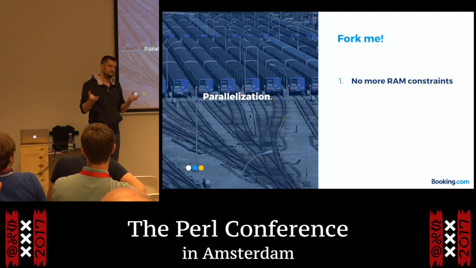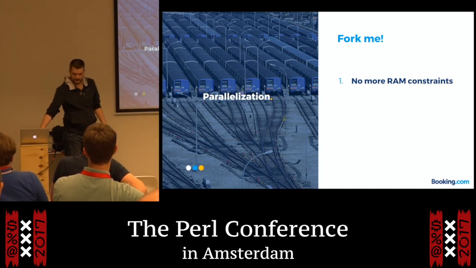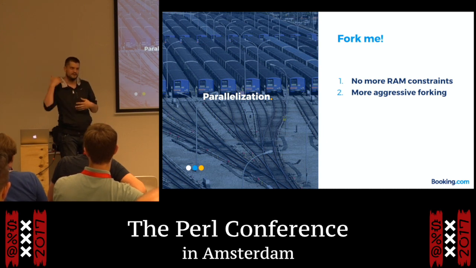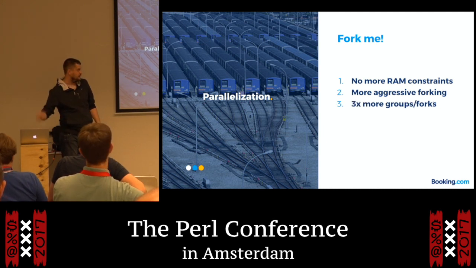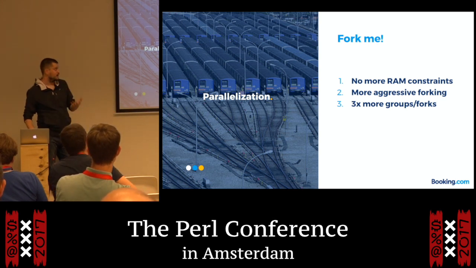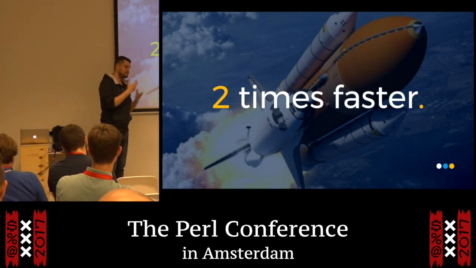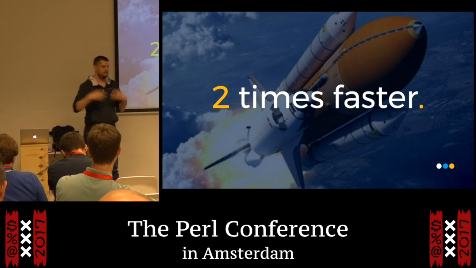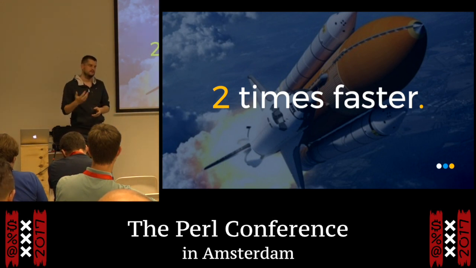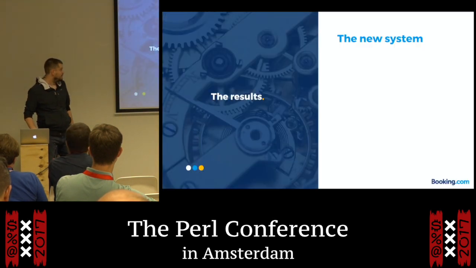It's like 100 megabytes per worker, so we can fork as many times as we want. And taking into account that we have more cores, we can fork more. This is what we actually did. We decided to fork more aggressively, and we forked 3 times more. That's what recovered our situation, because with more forking, with still the same overhead, there is more parallelization. We got a two times faster system, and this made us really happy.